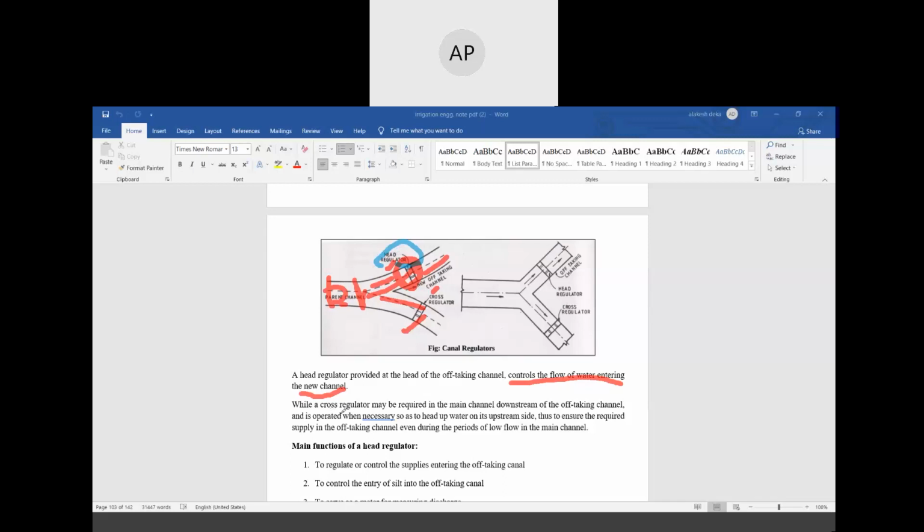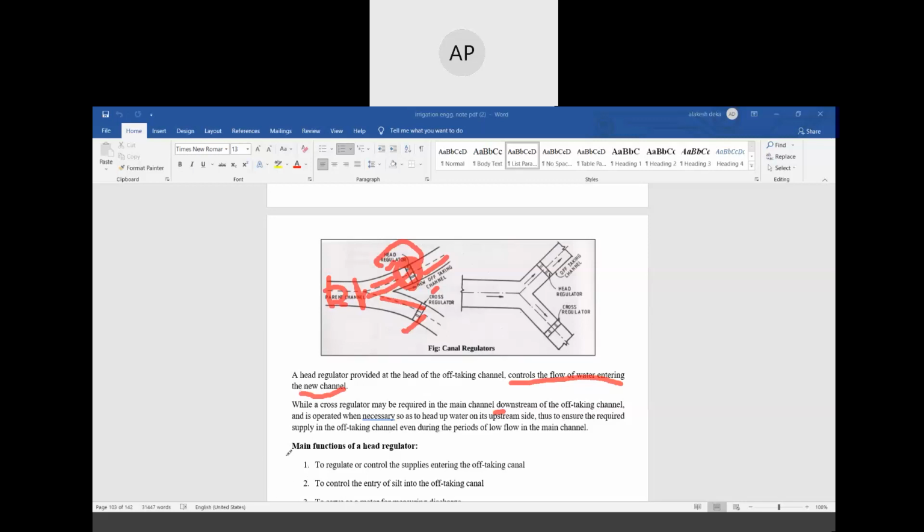Next, a cross regulator may be required in a main channel downstream of the off-taking channel. It is operated when necessary, so as to head up water on its upstream side and thus to ensure the required supply in the off-taking channel even during the period of low flow in the main channel.